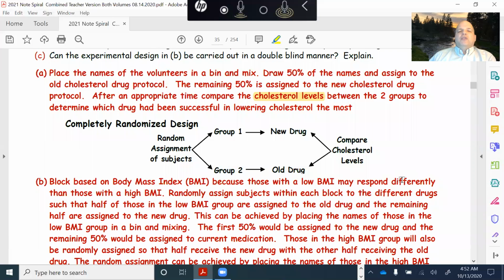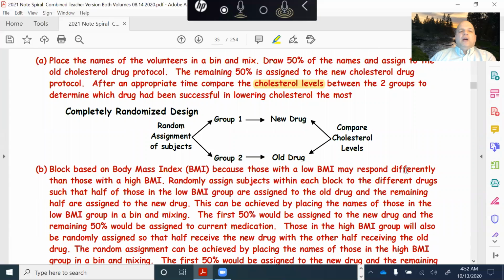Randomly assign subjects within each block to the different drugs, so that half of those in the low BMI group are assigned to the old drug and the remaining half are assigned to the new drug. So basically, I'm blocking, and I have two groups, one explanatory variable that's tied to BMI, and you either have a low BMI or a high BMI, and you get placed in your group. All right? Then I need to explain how this is done.